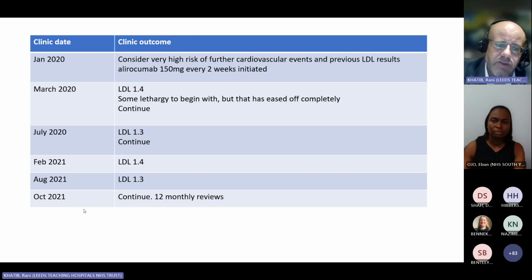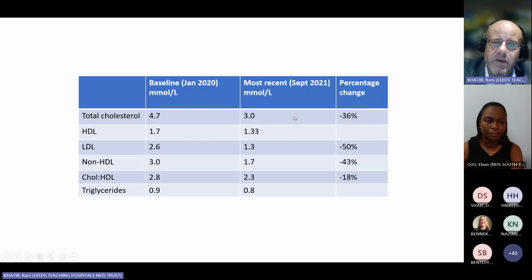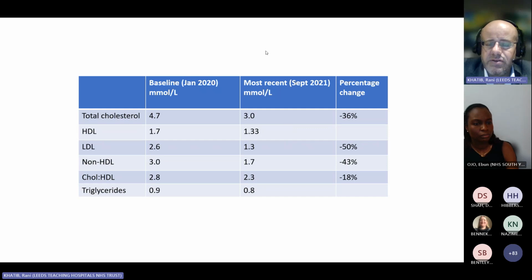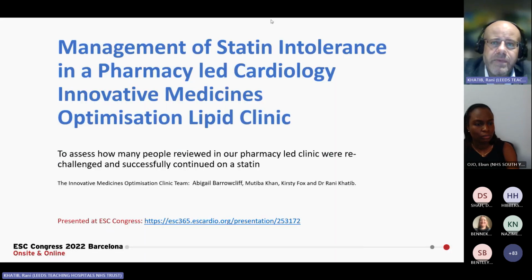By just giving you about what we seem to be up against. So in this case, of course, this patient had a very good level of reduction of 50%. Of course, nowadays with inclisiran, probably we can offer him that.